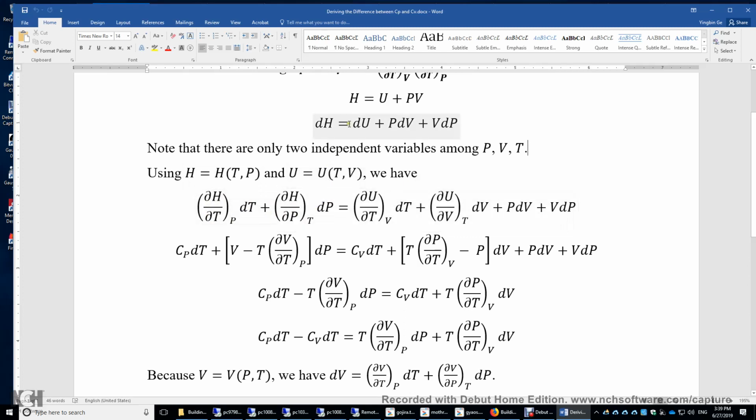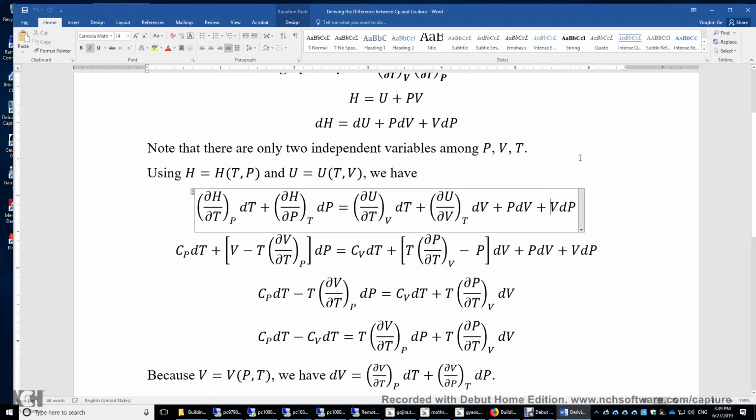And now we expand dU. dU is (∂U/∂T) times dT plus (∂U/∂V) times dV. Over here, but does internal energy depend on pressure? Yes, of course. However, again, this dependence is included implicitly in these two terms. And finally, we have this PdV plus VdP term. So you have two terms on the left, four terms on the right.